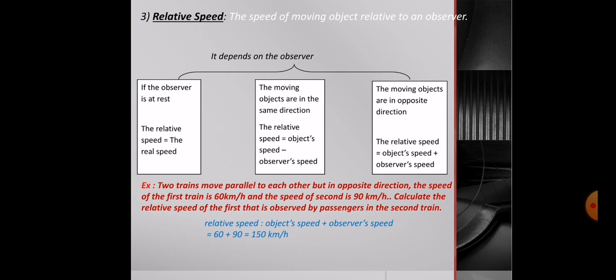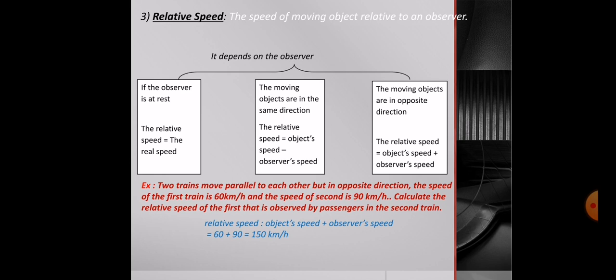And the last case, if the observer moves in a direction opposite to the moving object, the relative speed will equal the speed of the object plus the observer speed, or the speed of the observer.